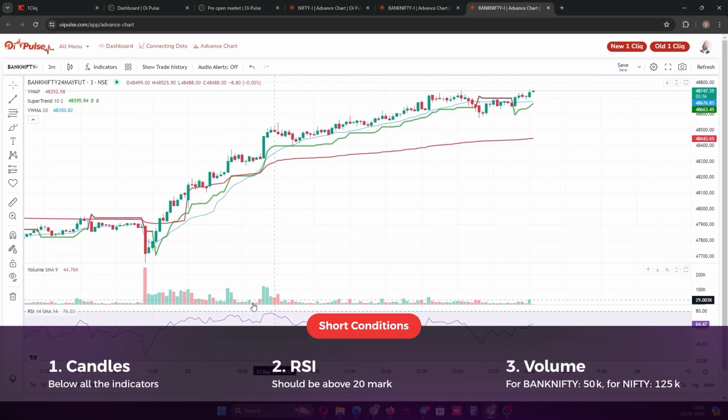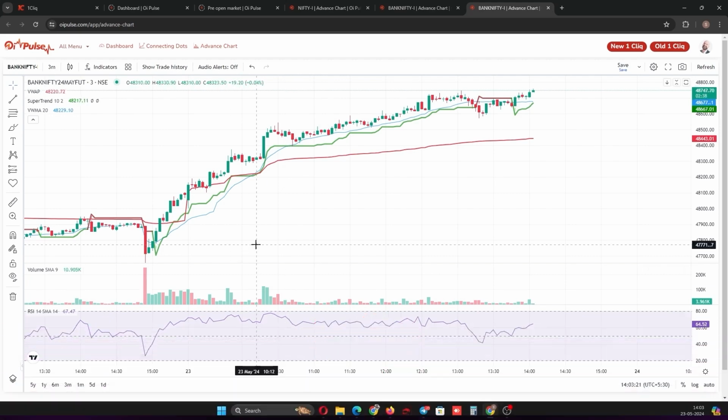Okay, along with that you will be getting two 50k red volume candles in volume, and the RSI should not be below 20, it should be above 20. So this is the long condition and short condition. Now, volume is one of the key criteria which we will be following in two candle strategy.